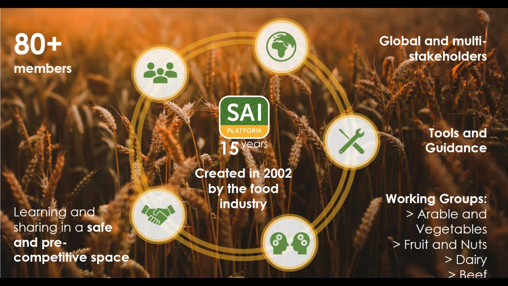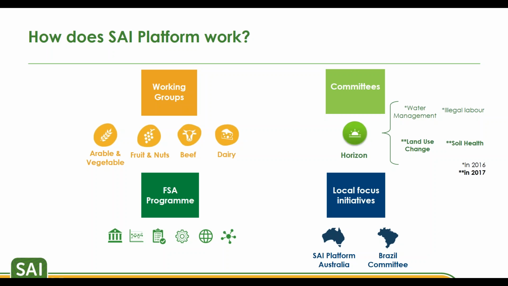And what stayed fundamental to the platform is that pre-competitive nature of how we work. So we offer a safe and pre-competitive environment for companies to come together and discuss sustainability challenges specific to sustainable agriculture. So we do work in other aspects of the supply chain, but for Sci, the focus really is on the agricultural production of food and beverage ingredients. So within SciPlatform, we have working groups, committees, local focus, and of course the FSA program.